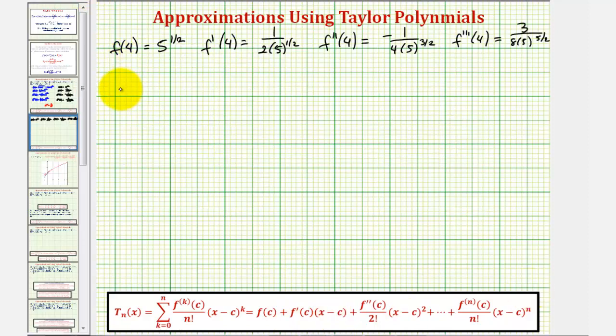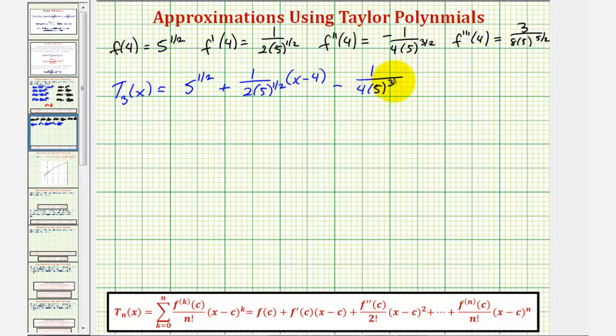The degree 3 Taylor polynomial for the given function will be equal to, the first term is f of 4, which is 5 to the 1/2, plus f prime of 4, which would be 1 over 2, 5 to the 1/2, times x minus c, which in our case would be x minus 4. The next term is going to be plus f double prime of 4 divided by 2 factorial times the quantity x minus 4 squared. So because our derivative function value is negative, we'll have minus 1 over 4 times 5 to the 3/2.